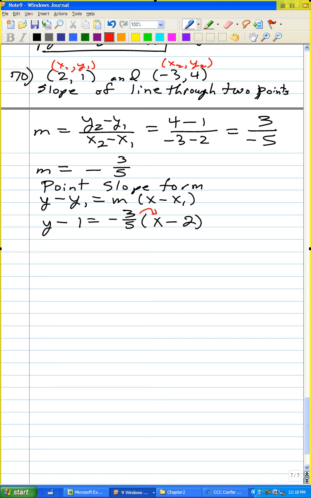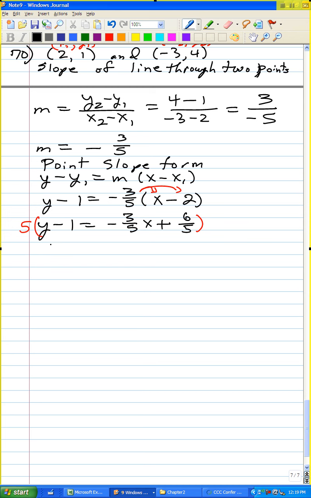So let me multiply the -3/5 inside the parentheses. So I have y minus 1 equals -3/5 x. Negative times negative is positive. 3 times 2 is 6/5. Now, let me get rid of all the fractions. So let me multiply both sides of my equation by 5. So I have 5y minus 5 equals -3x plus 6.